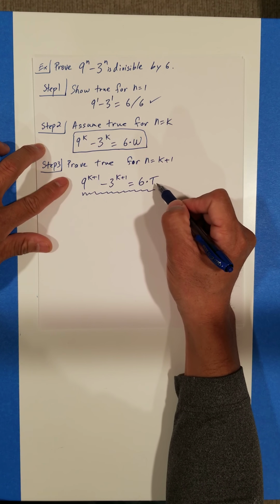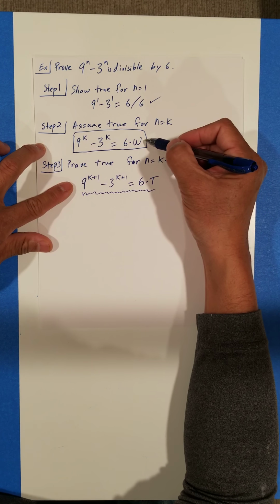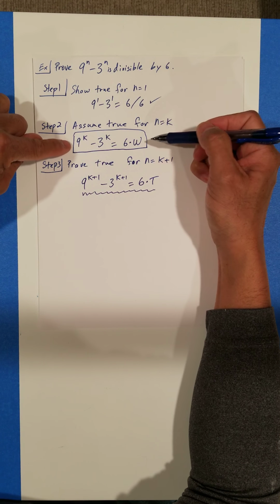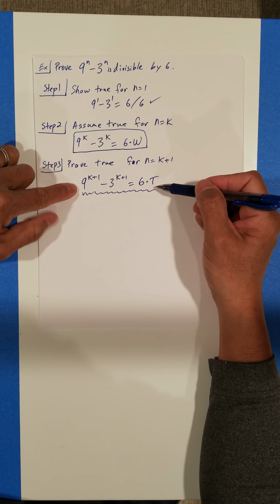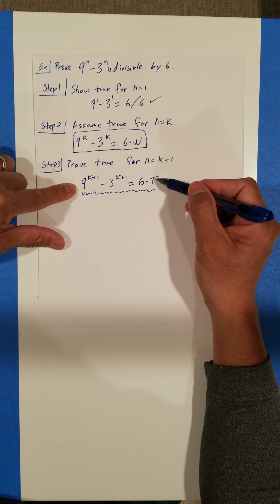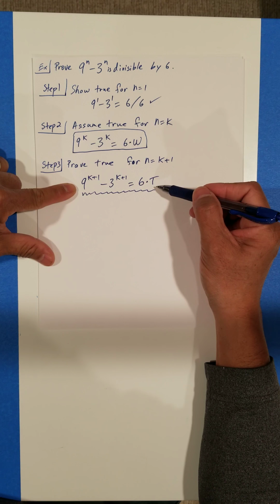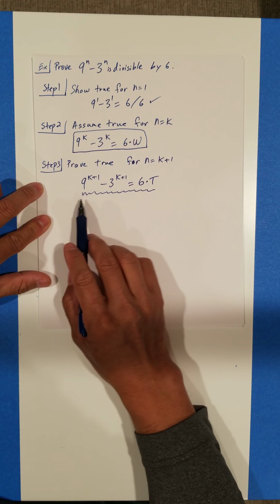Again, t is just an arbitrary number, an arbitrary letter, kind of like w. I couldn't use w again because w was for this power. Being it's going to be a new power, I'm going to have a new number. Therefore, it's going to be 6 times something else, not w. It's going to be t. And so I'm going to try to prove this, okay?